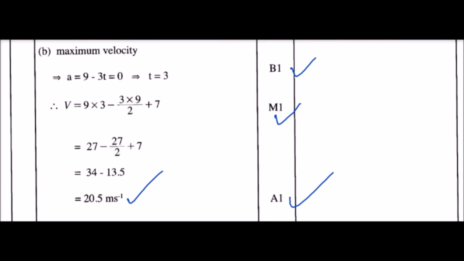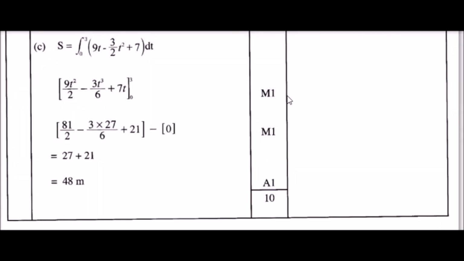Then we go to part C. Part C, you get 1 method mark for integrating with the limits that you have there, that is from 0 to 3. When you integrate and substitute the limits, you get a method mark, and then finally you get 1 mark for the answer, that is 48, totaling 10 marks for the whole question. So if you work it correctly like that, you should be able to score 10 marks.